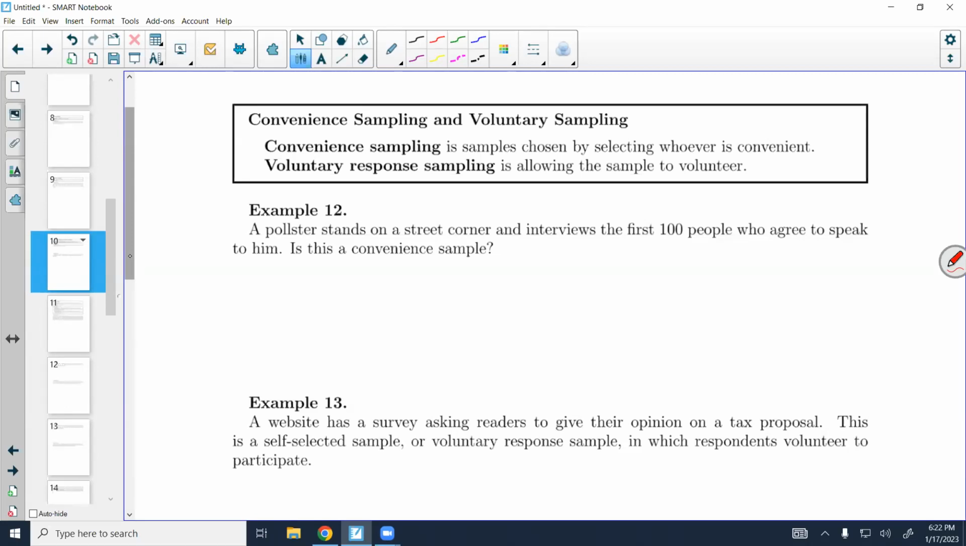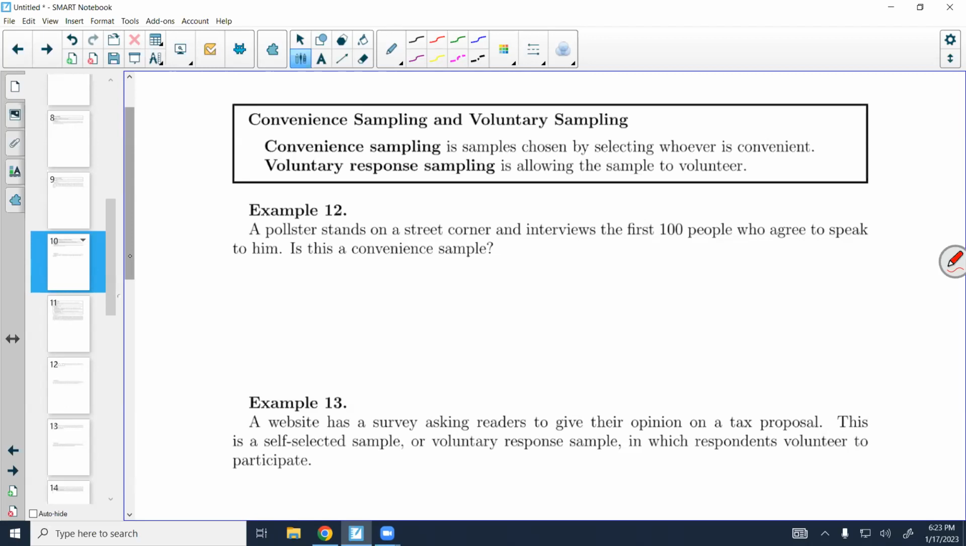And voluntary response sampling is allowing a sample to volunteer. You see this a lot when you do online shopping. After you finish your transaction, they always ask, do you want to do a survey on how your experience was? That would be voluntary. You don't have to do it. You can do it. Your choice.